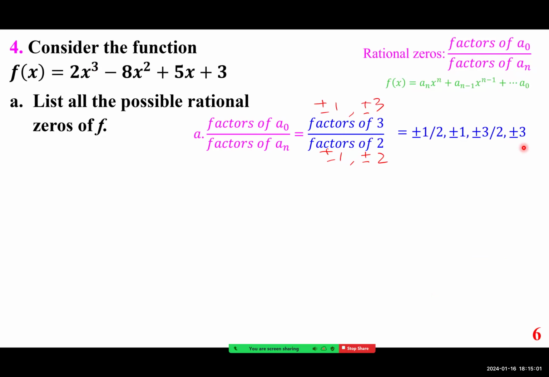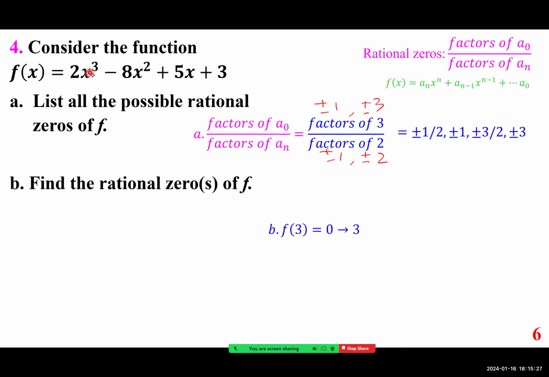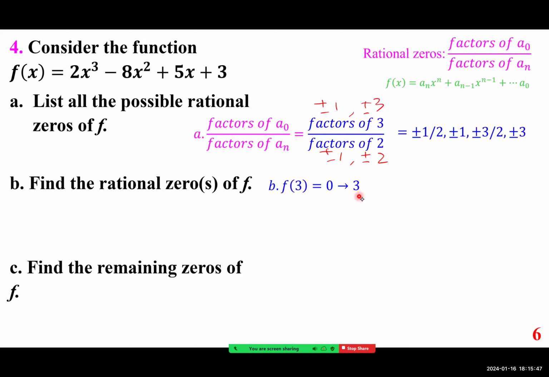Now, if you want to find rational zeros, then you use the remainder theorem. You plug in positive 1 half, negative 1 half, positive 1, negative 1, and so on and so forth. Whatever gives you 0, that is a factor. For example, if we plug in 3, and I'm not going to go through all of them, f of 3, you get 0, because you get 2 times 3 cubed minus 8 times 3 squared plus 5 times 3 plus 3. You can work it out, it becomes 0. So 3 is a rational zero. That means this function is divisible by x minus 3. That's the meaning of it, okay?